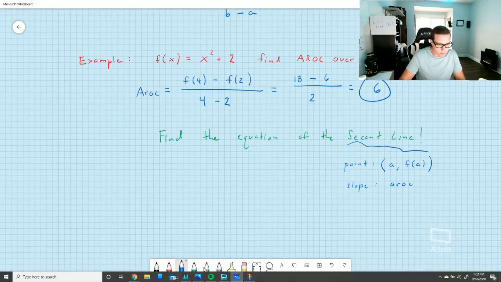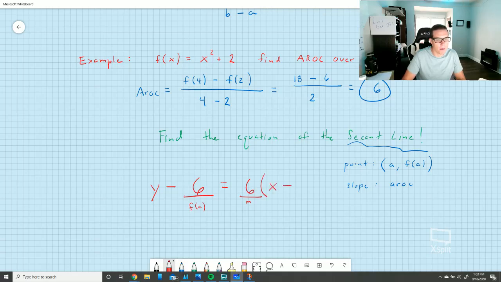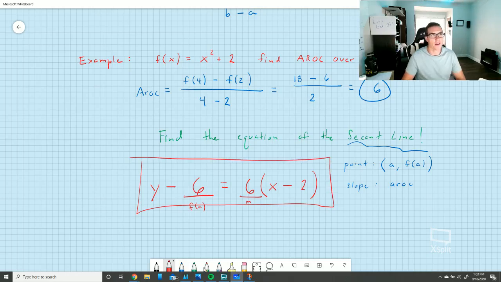So point slope formula looks like this. Y minus, this is where your y coordinate goes, which was f of 2, because we're using 2, and f of 2 was 6. So y minus 6 equals, this is where your slope is going to go, which is also 6, times x minus, and then this is your x coordinate, which is 2. And that's it. You can stop there. You don't even have to simplify.